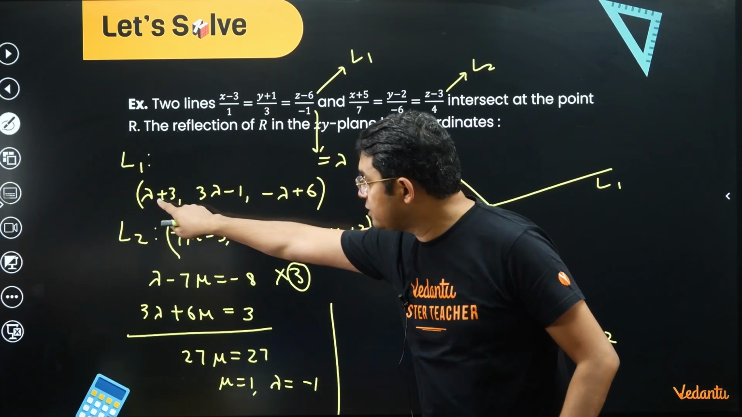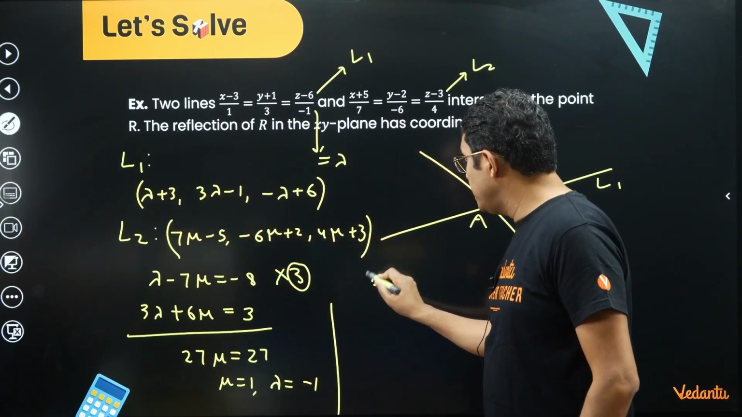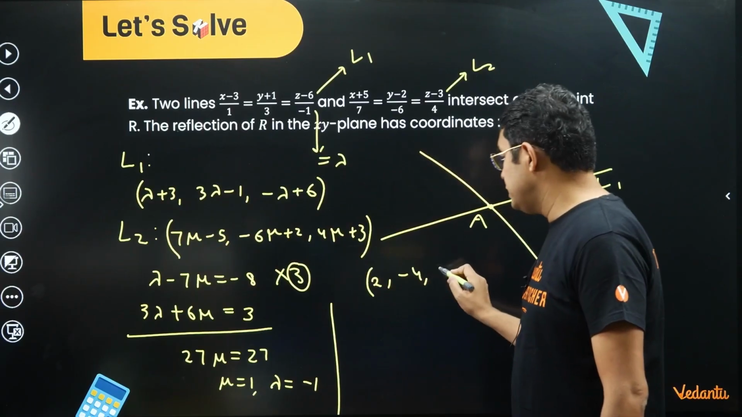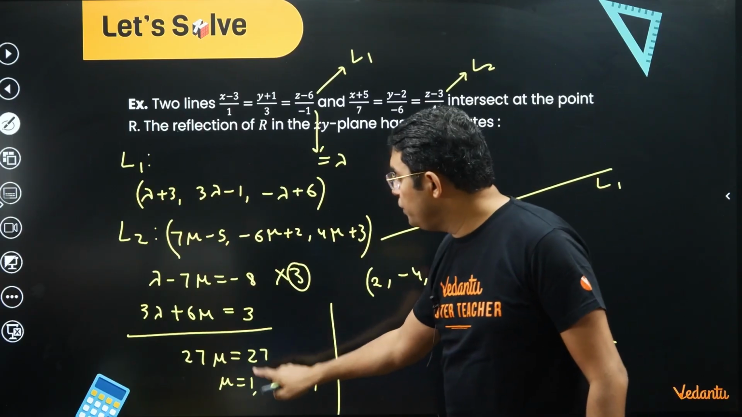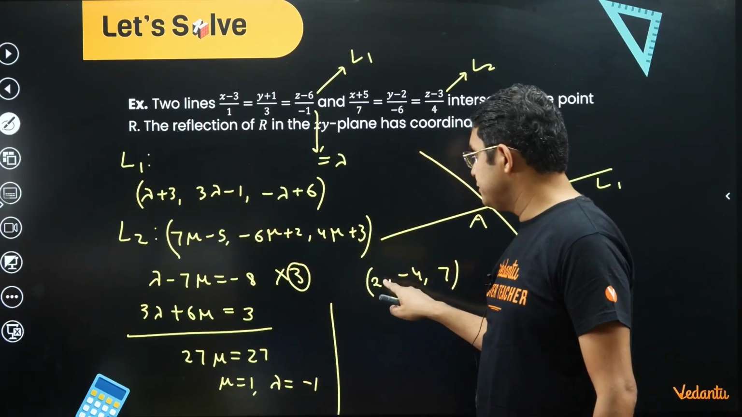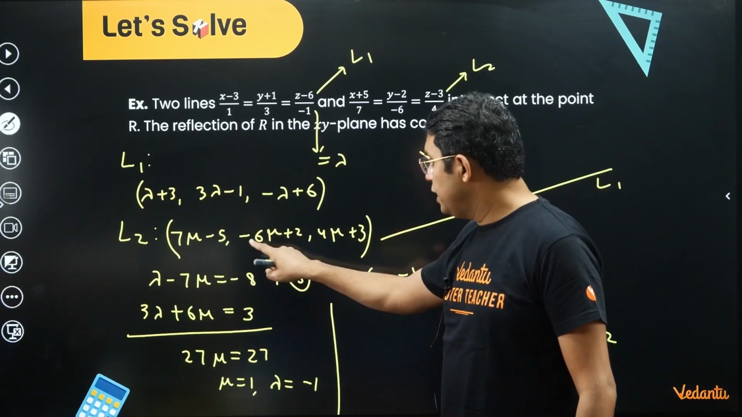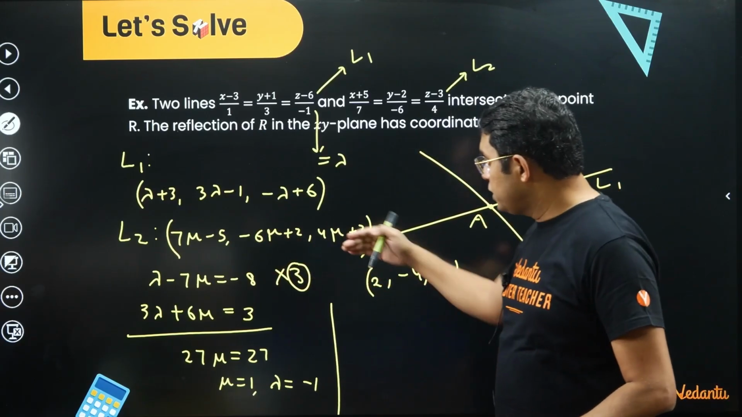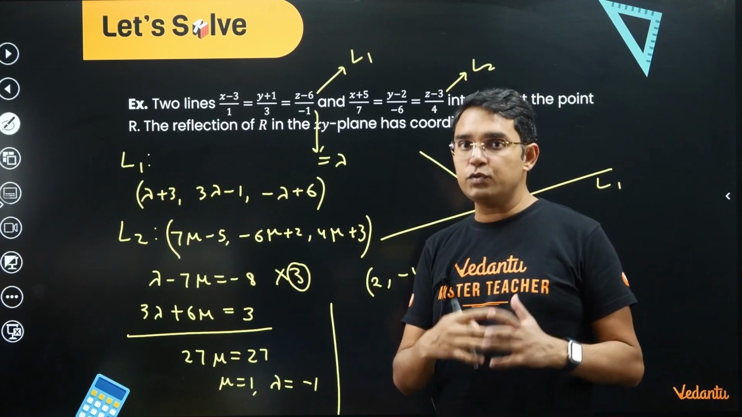So lambda, if it is -1, so this will be 2 for the x coordinate, and if you put -1, this will be -4, and if you put -1, this will be 7 here. If you put mu as 1 here, so 7 minus 5, 2. If I put 1 here, so -6 plus 2, so -4, and 4 plus 3, 7. So they both are giving you the same point. That means lines are actually intersecting.